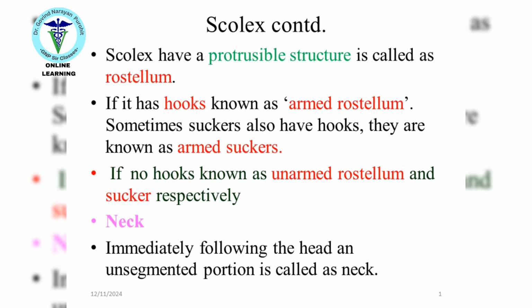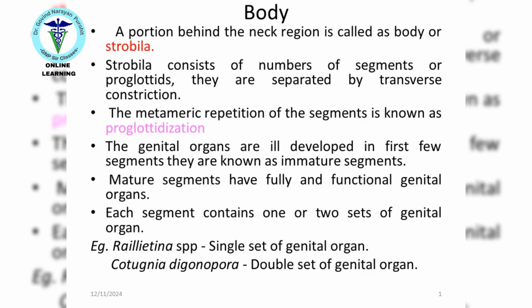The scolex may have a protrusible structure called a rostellum, which can be armed with hooks. The neck follows the scolex and is unsegmented. The body, or strobila, follows the neck and consists of segments called proglottids. These segments contain the tapeworm's reproductive organs.